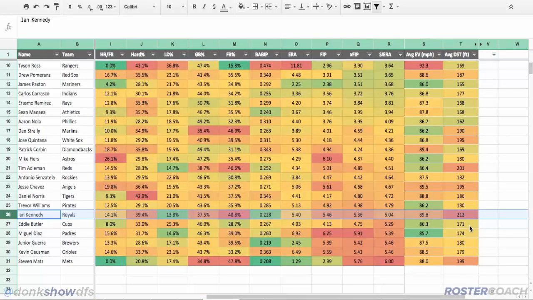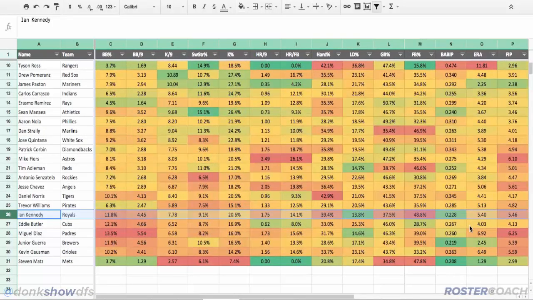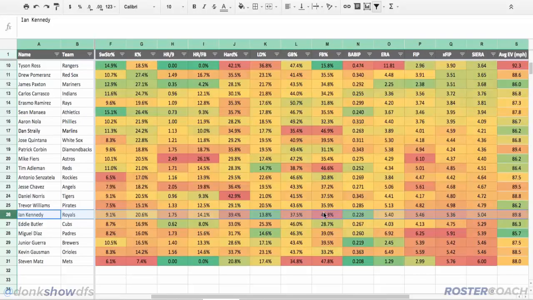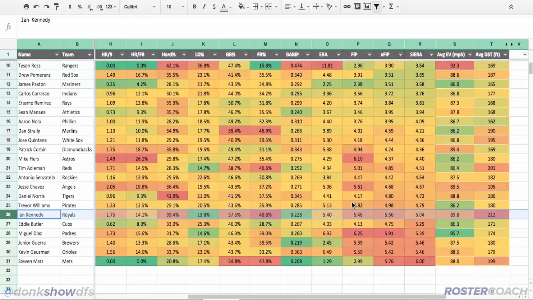The thing about Ian Kennedy is he still kind of gets a reputation of being half decent, but I don't think that he is. There are so many numbers here that just make me scream that I would want to stack against him every single game. Look, 40% hard hit rate, 50% hard fly ball rate, along with the high average exit velocity and distance. He should just be giving up home run after home run after home run. He doesn't, but the numbers say that he could.